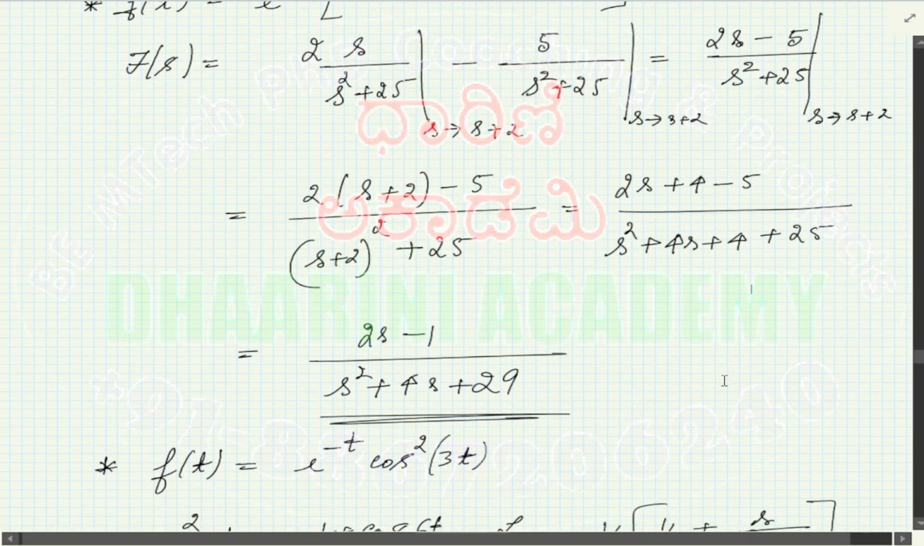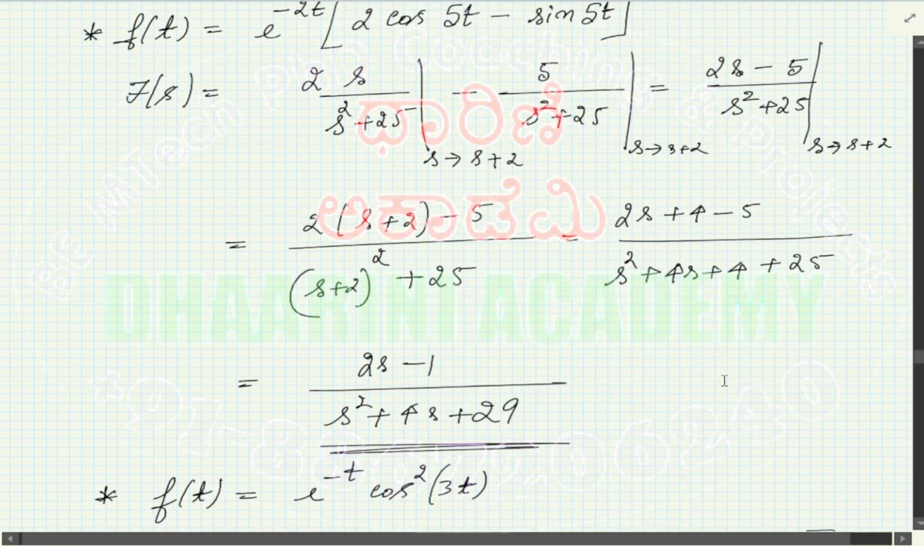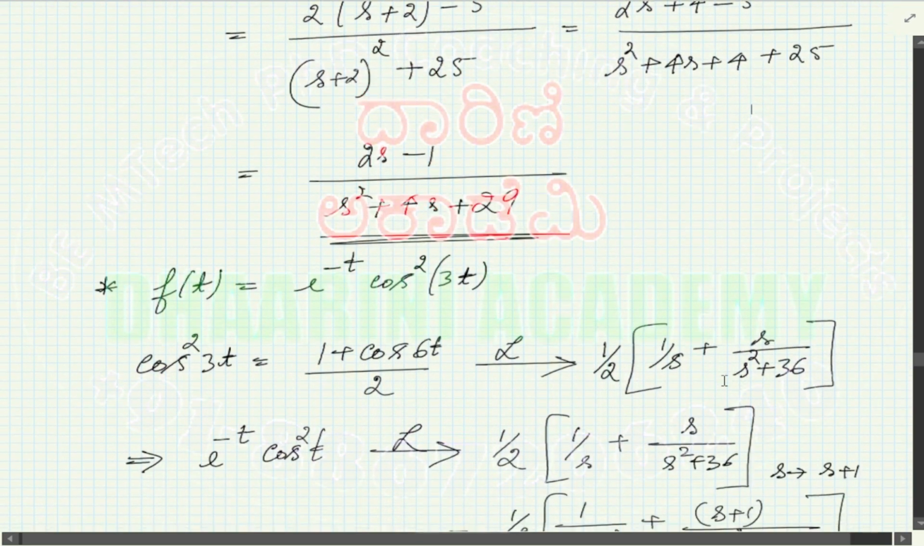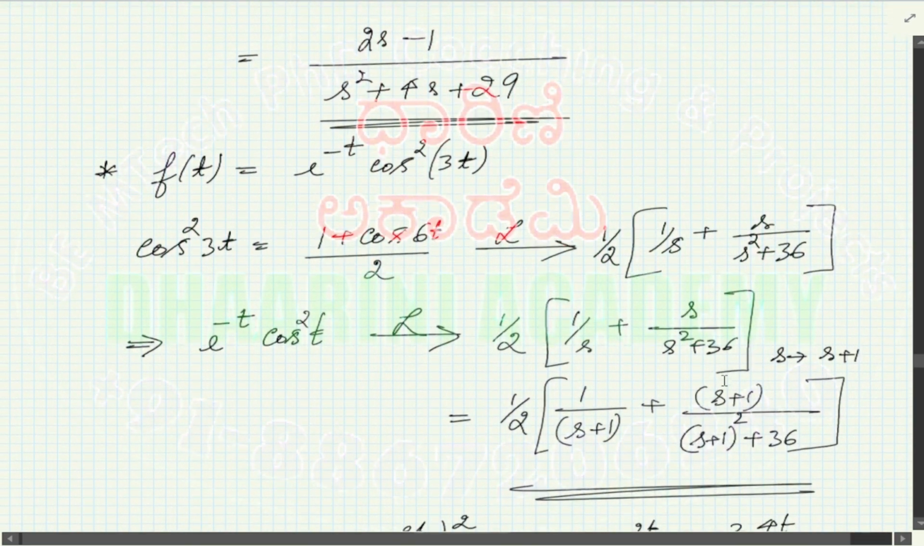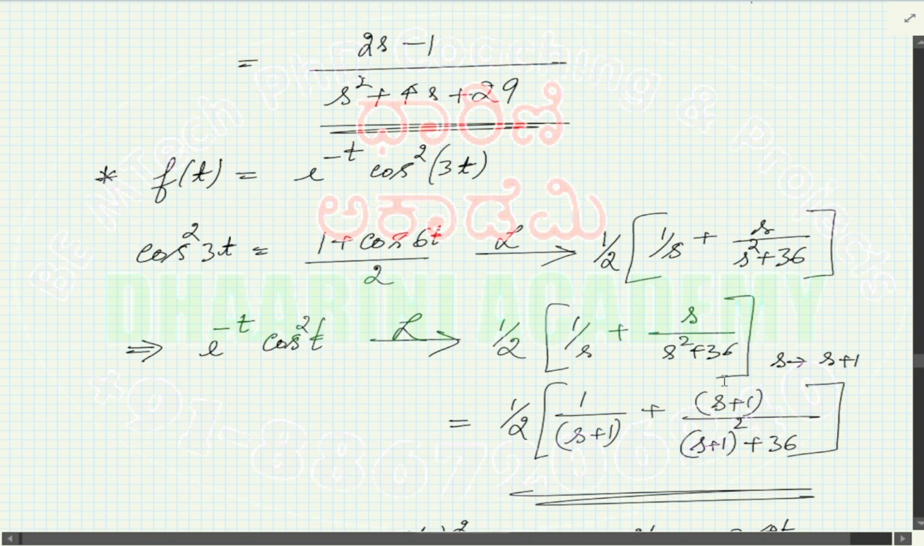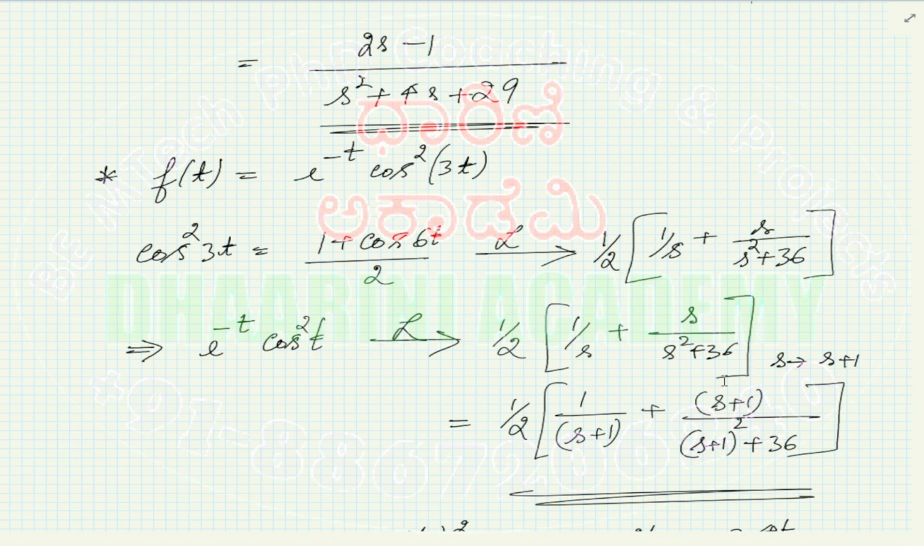Okay, let's move on to the next one: e to the minus t cos square of 2t. So we'll start with the cos square first. For cos square, we don't have a direct Laplace transform available. So what we do is convert cos square theta as (1 plus cos 2 theta) by 2. So that is half plus half cos 6t, which has a Laplace transform.